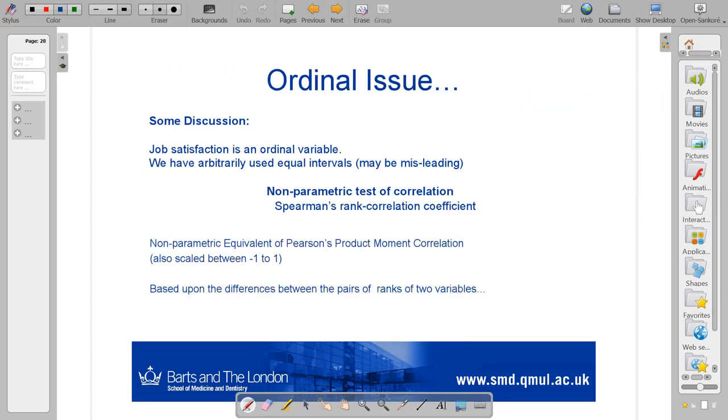And we can get around, or partially get around, this issue by using a non-parametric test of correlation that doesn't assume that everything's on an interval scale, but actually just looks at what's called the rank. So we can look at this thing called the Spearman's rank correlation coefficient. It's very strongly related to the Pearson product moment correlation coefficient. It uses, in fact, pretty much the same calculation. But what it does is it looks at simply ranking.